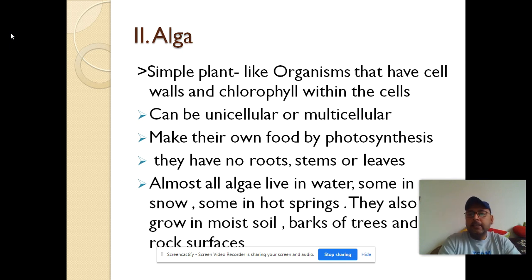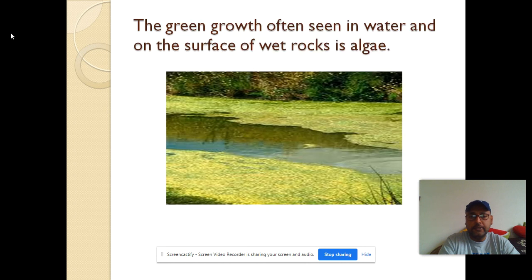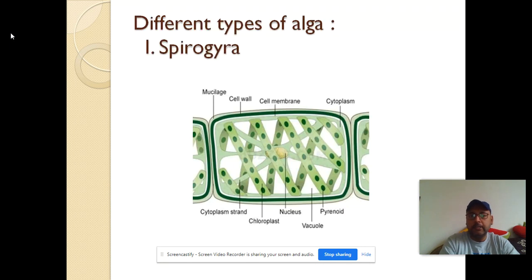Almost all algae live in water, some in snow, some in hot springs. They also grow in moist soil, bark of trees, and rock surfaces. This is the structure of algae that you might have seen. The green growth often seen in water and on the surface of wet rocks is algae.